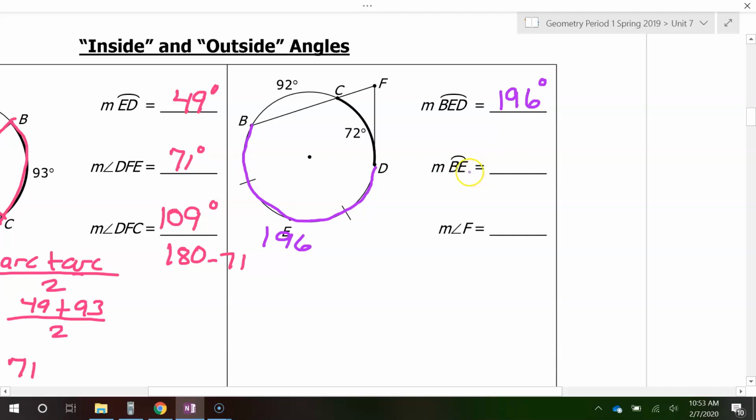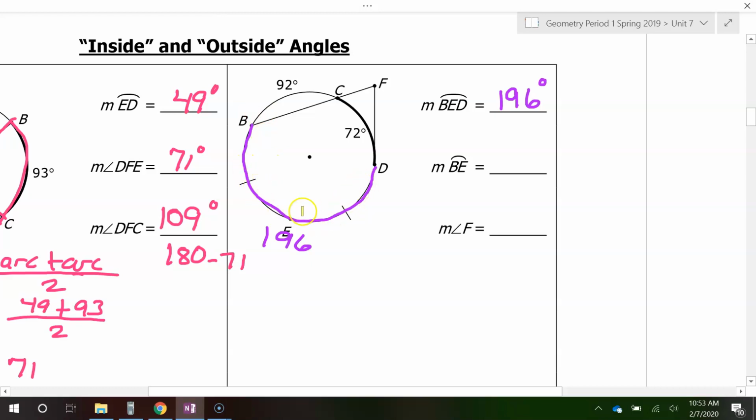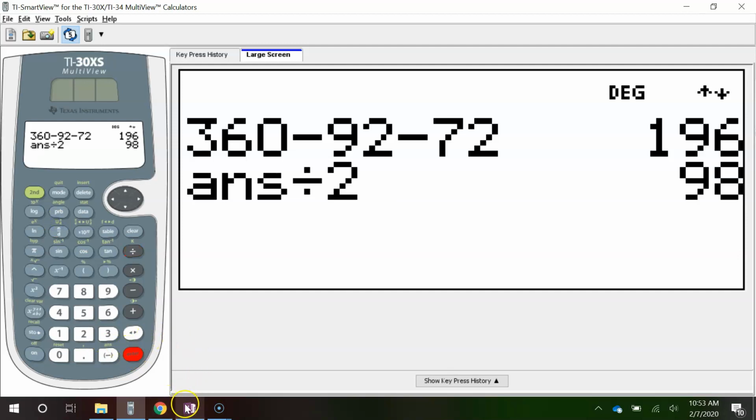Now, what about the measure of arc BE? Well, we see that we have these two parts marked congruent. So that means that arc BE is going to be exactly half of this. So I'm just going to take 196 and divide by 2. So that's 98.